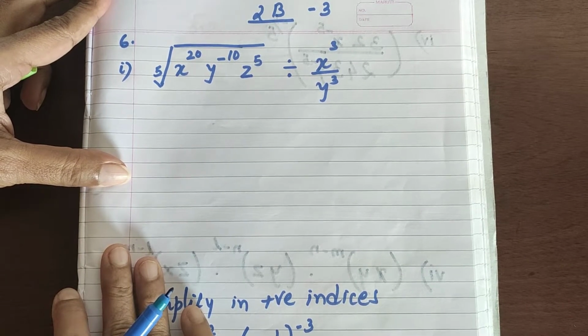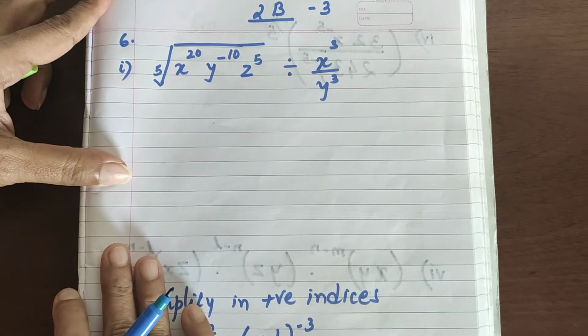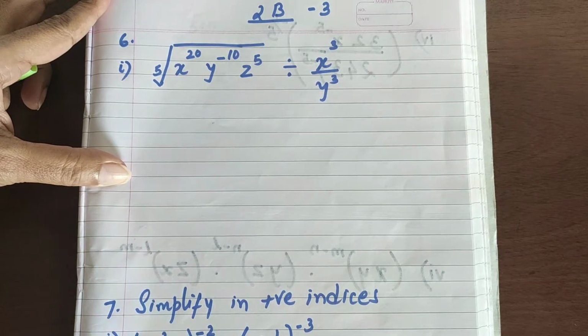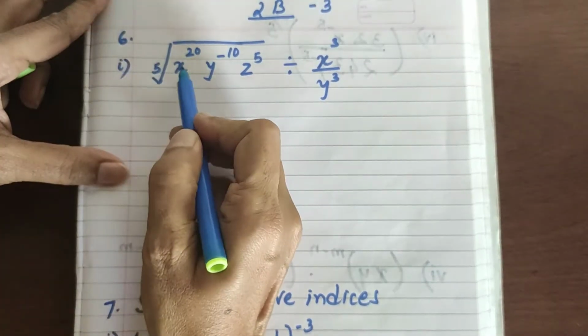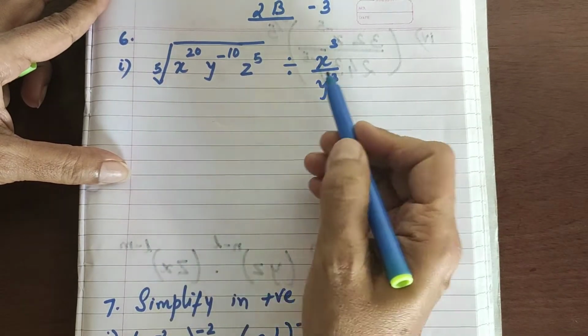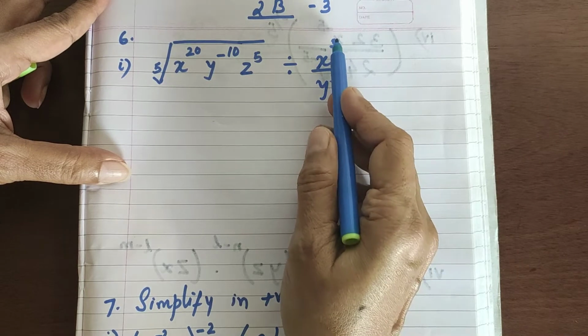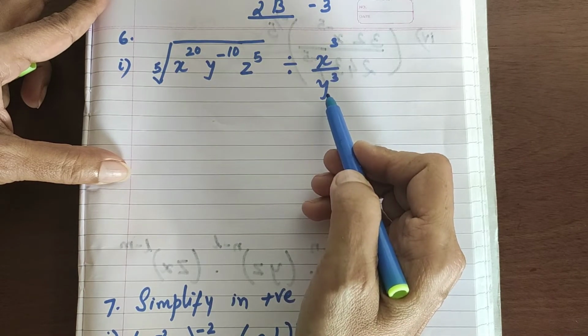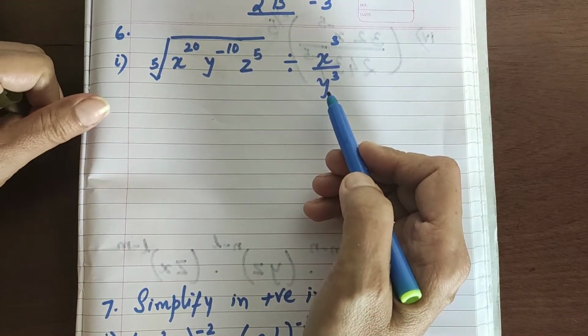Question number 6 asks you to simplify the fifth root of x to the power 20, y to the power minus 10, z to the power 5, divided by x to the power 3 and y to the power 3. We have to simplify this.